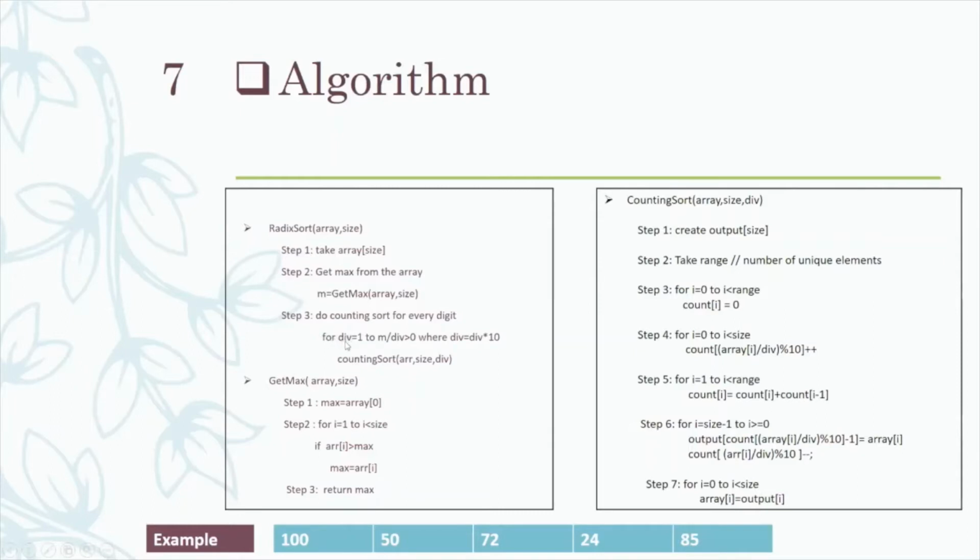Then we use a for loop where div is equal to 1, and M divided by div is greater than or equal to 0, where div is equal to div into 10. Now this for loop is used for the number of passes we record in the process.